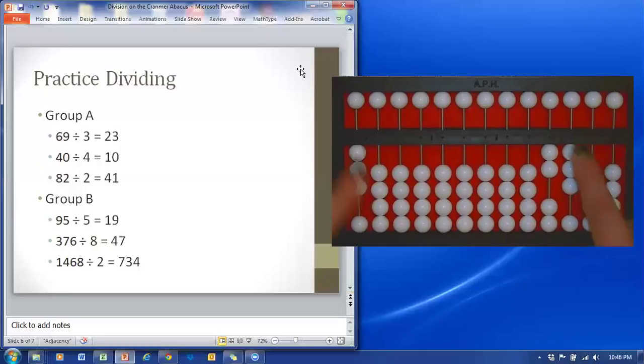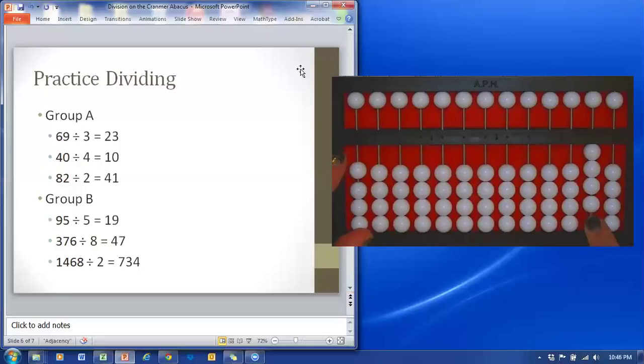Okay, let's try the second problem. 40 divided by 4, 40 all the way on the right, 4 all the way to the left. Does 4 go into 4? Of course it does, 1 time. So we're going to move over 2 columns to the left and place that 1. 4 times 1 is 4. So we're going to subtract off 0, 4.